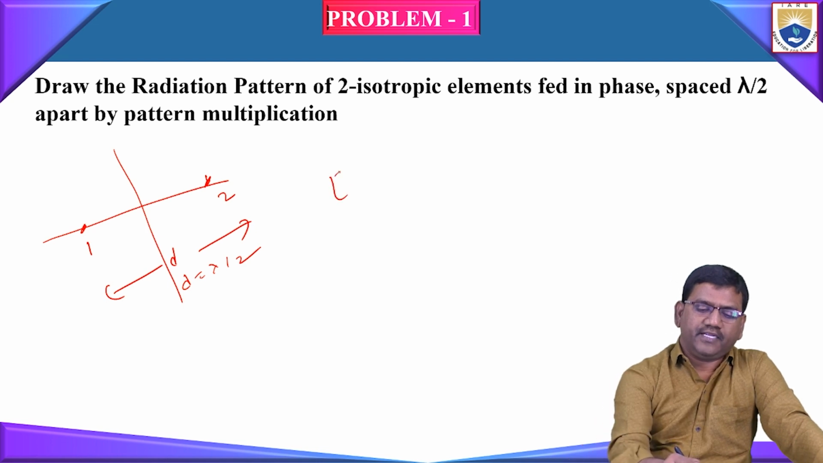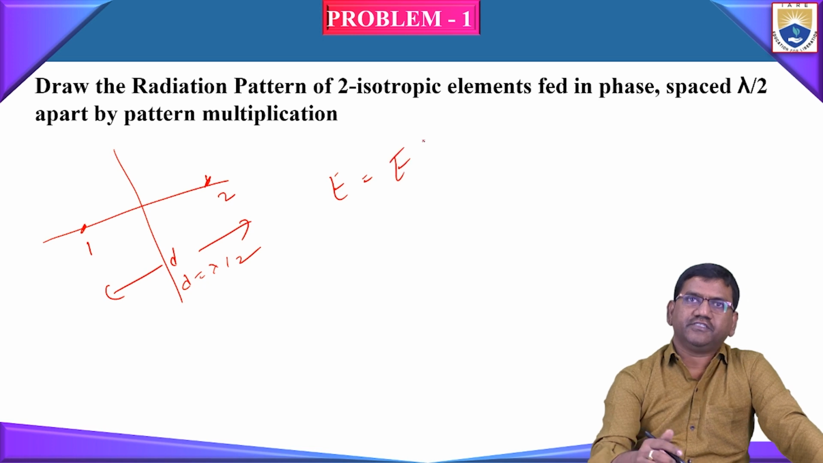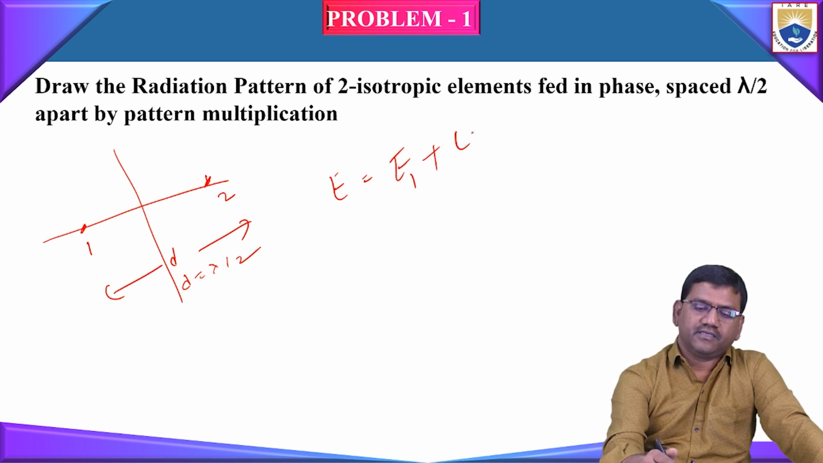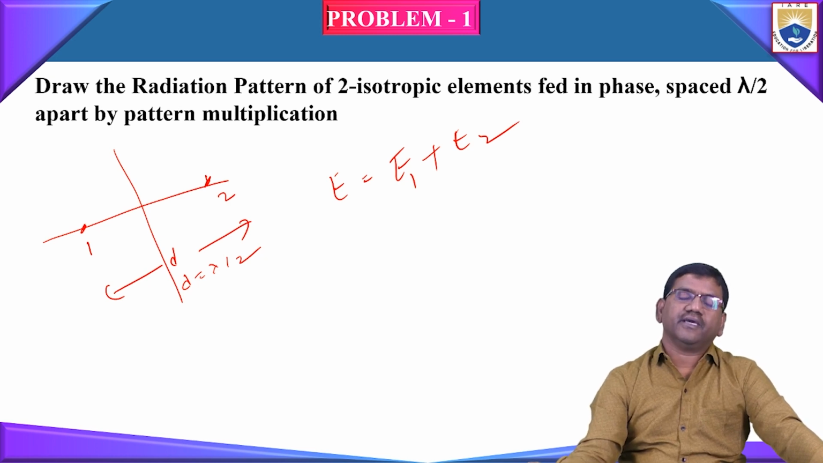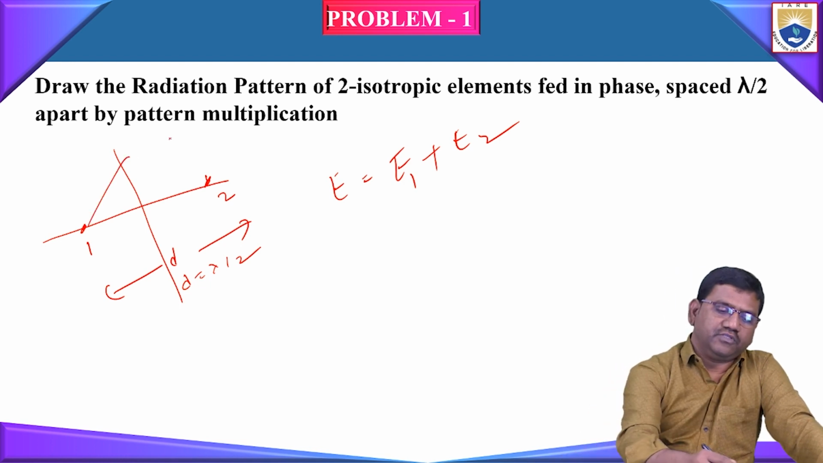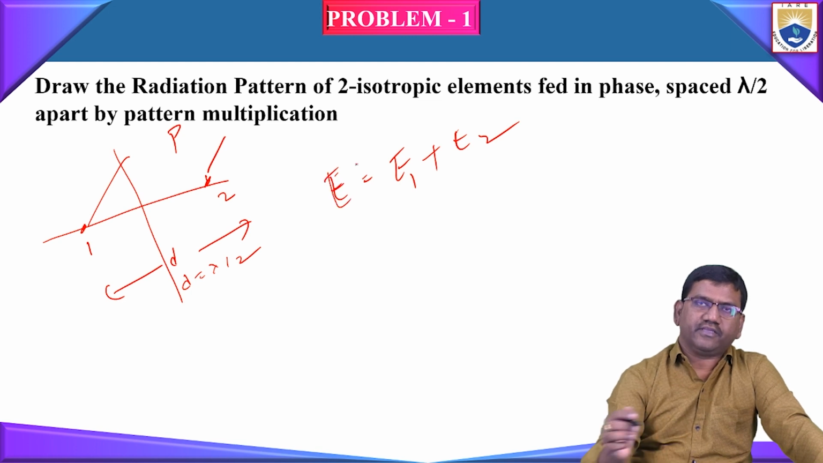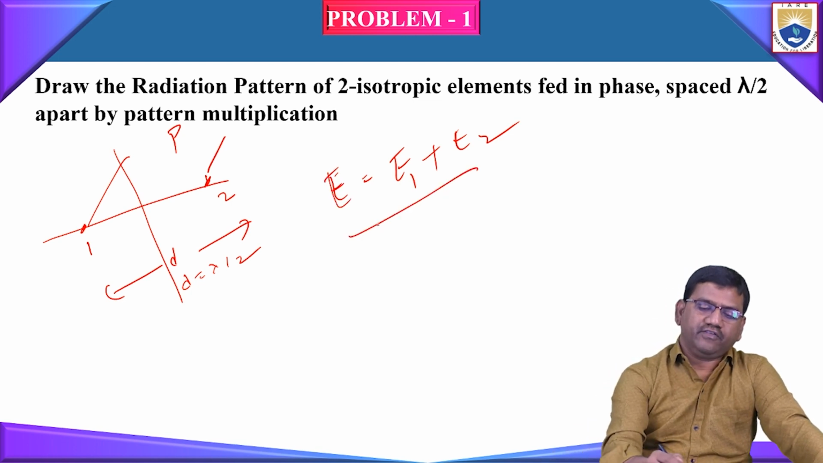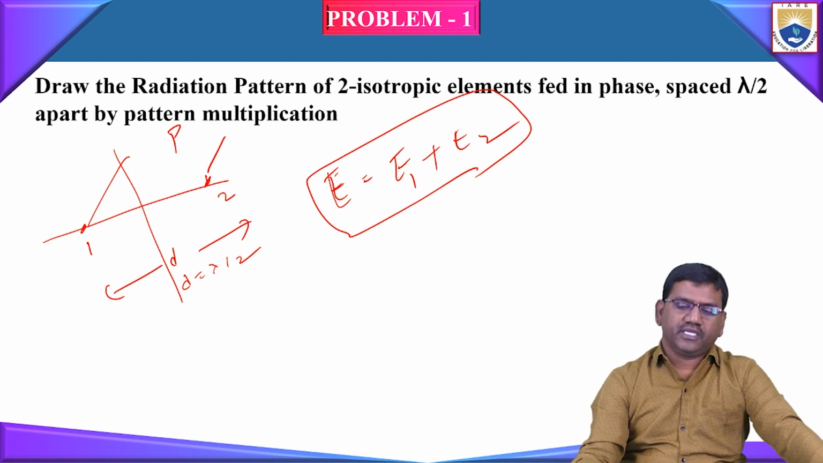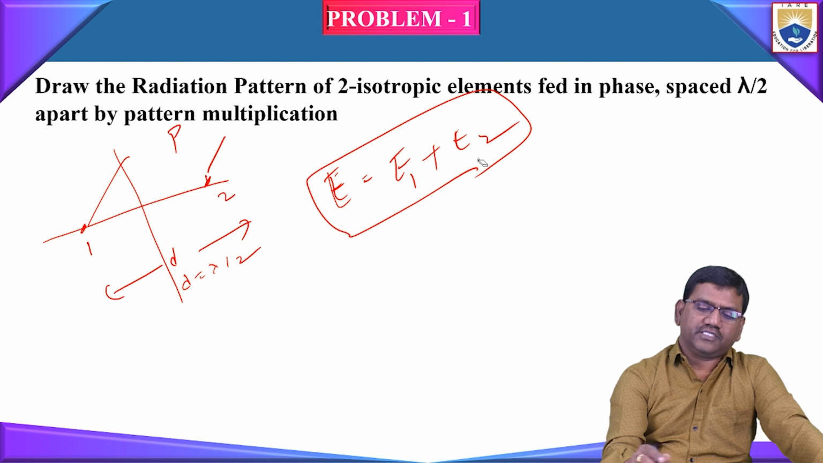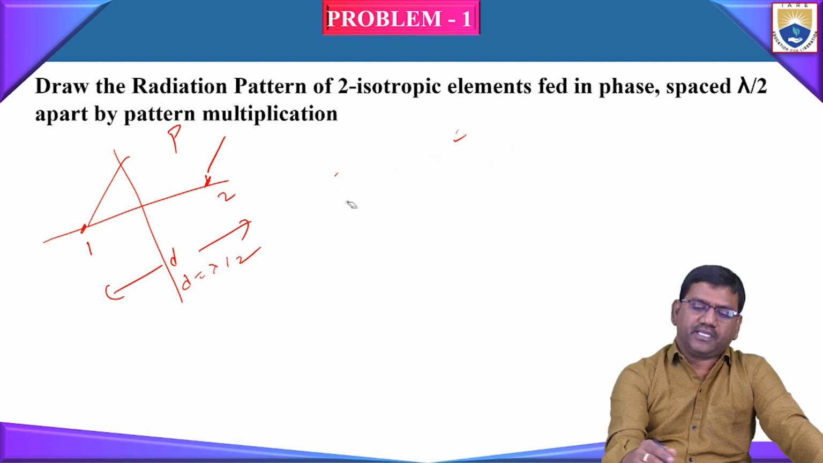So the total field pattern is given by the sum of the individual fields, E1 plus E2. That is the electric field produced by source 1 plus the electric field produced by source 2. If we do the summation of these two at a distant point P, we get the electric field E. Based upon E, we are going to draw the radiation pattern of two isotropic elements. Now we start with the pattern multiplication method.